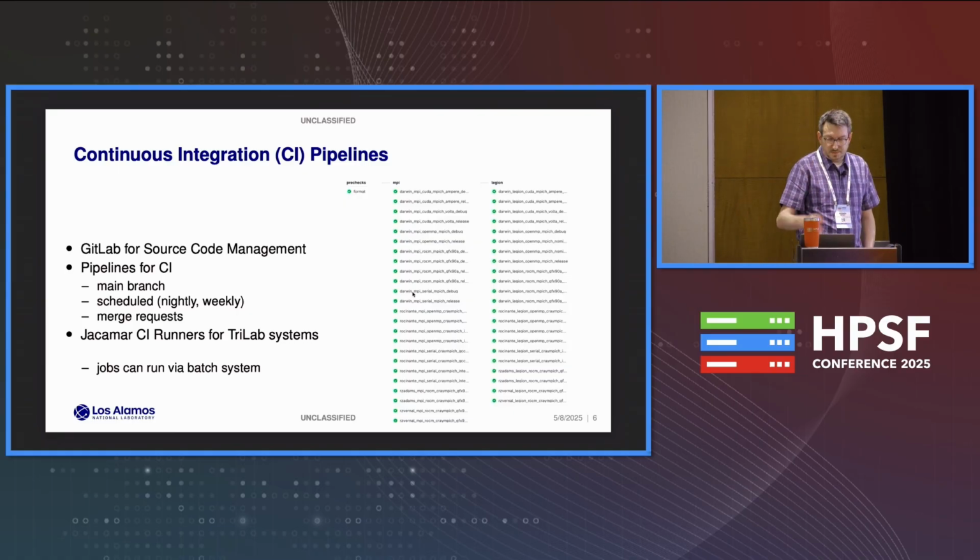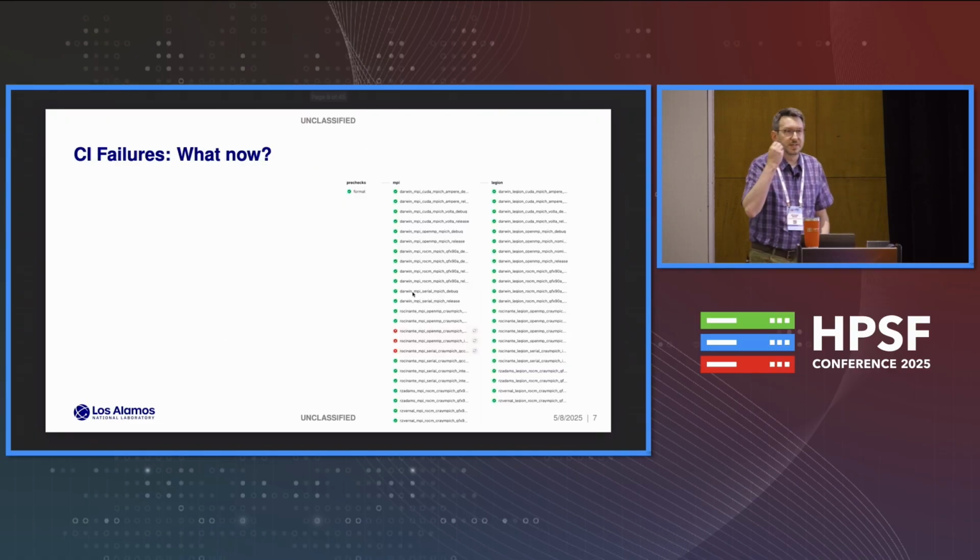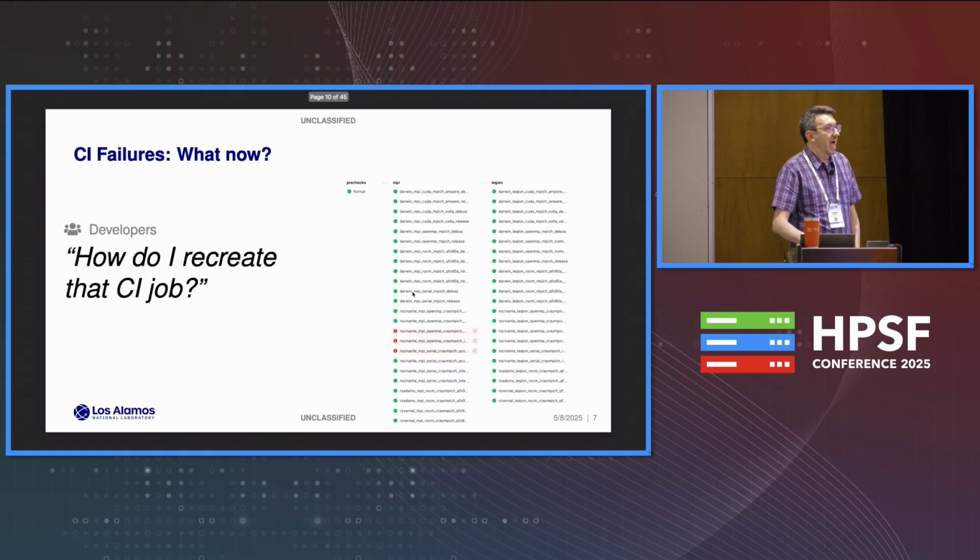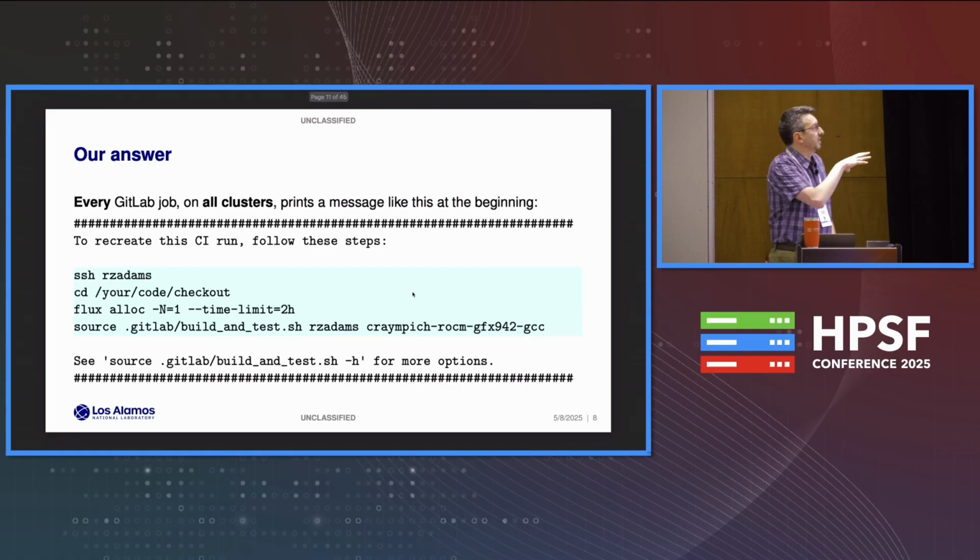And what we're trying to optimize here is really the developer story. So what happens when things fail? The number one complaint you have here from developers is, how do I recreate this CI job? What are the steps? After a lot of work and different iterations, the answer I have for a whole range of projects now at Los Alamos is that every single green dot here and the red dots, every single CI job has at the very beginning of its CI log something like this.